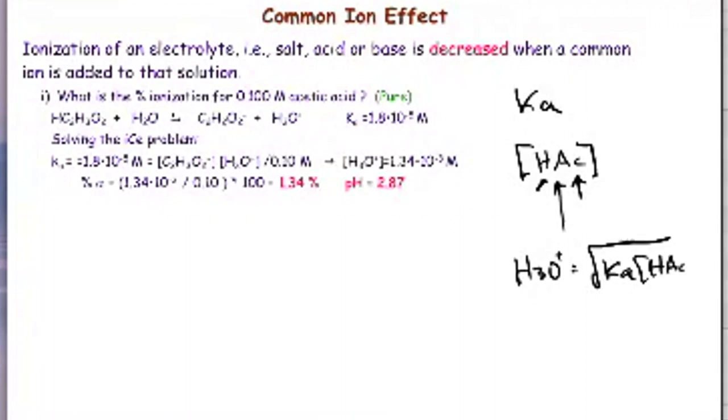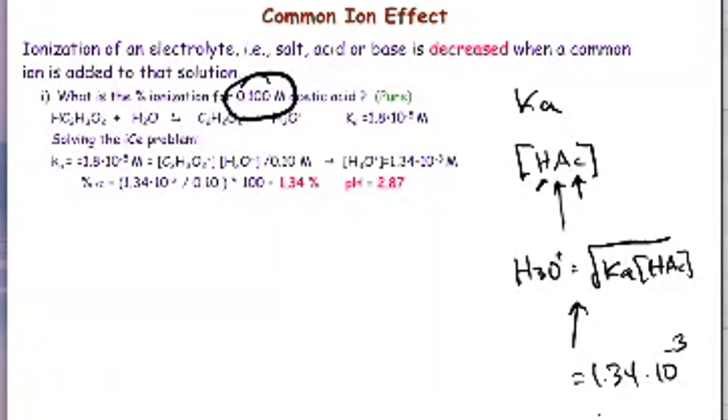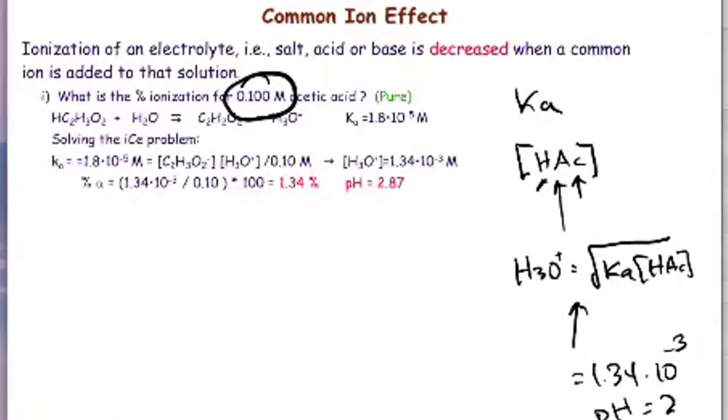In this particular case, the acetic acid initial concentration is 0.1. If you do this equation, which you should all be experts on, you'll find that the hydronium ion concentration is 1.34 times 10 to the minus 3, and that the pH is 2.87.